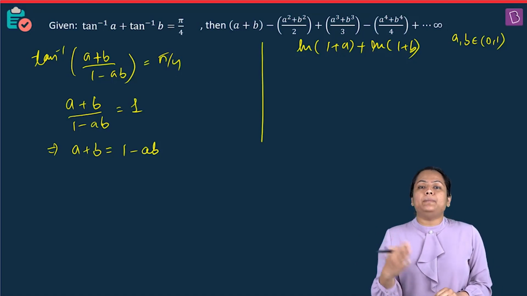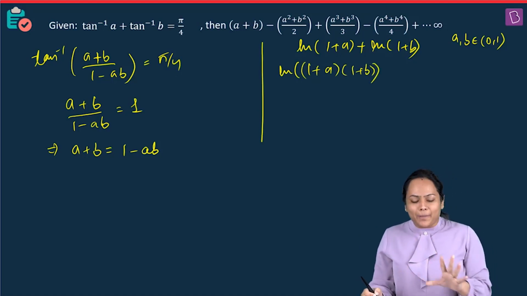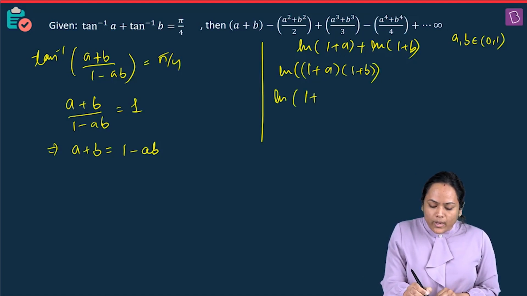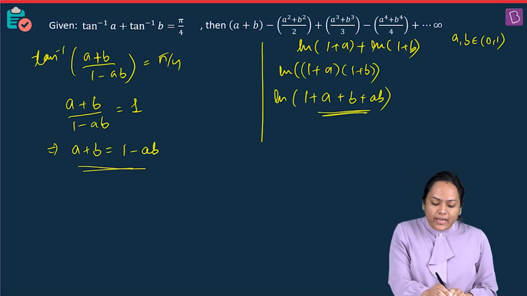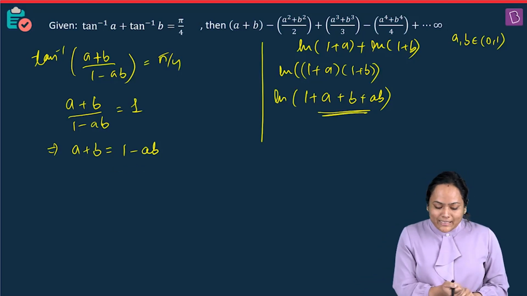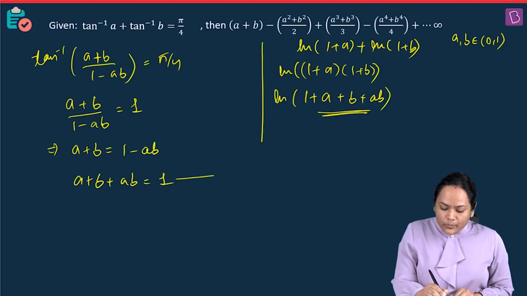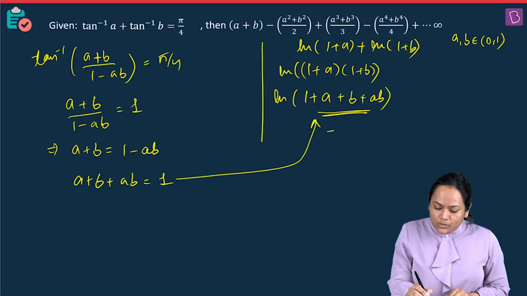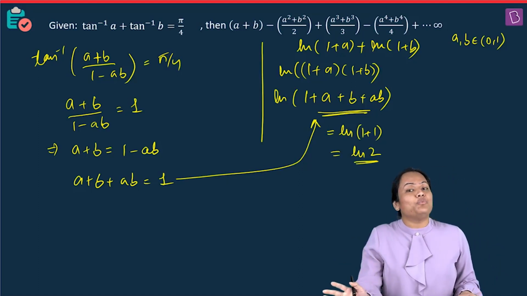Okay, now quickly moving on to the expansion or the series part which they have asked. Ln of 1 plus a plus ln of 1 plus b is nothing but ln of 1 plus a multiplied by 1 plus b, right? So when I expand this, it's ln of 1 plus a plus b plus ab. Now I have to get the value of this expression. I have arrived at this condition. So from here you can clearly see that a plus b plus ab is equal to 1. And when I substitute my value over here, it's going to be equal to ln of 1 plus 1, which is nothing but ln 2. This will become the final answer for this question.